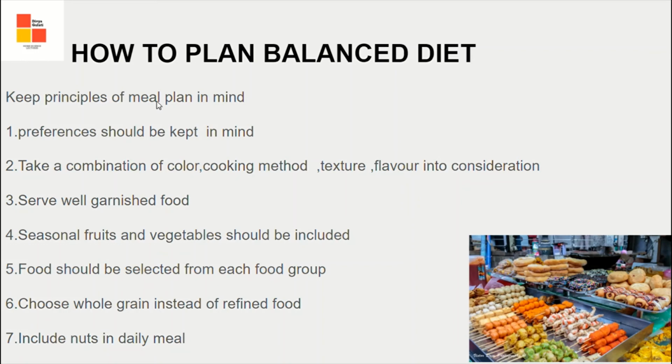Energy giving food should be there. Protective food should be there. Protein should be there in the form of pulses. Choose whole grains instead of refined food because the outer covering of whole grains is rich in fiber and B complex. Include nuts in your daily meal, which are rich in omega-3 fatty acids and also provide energy.